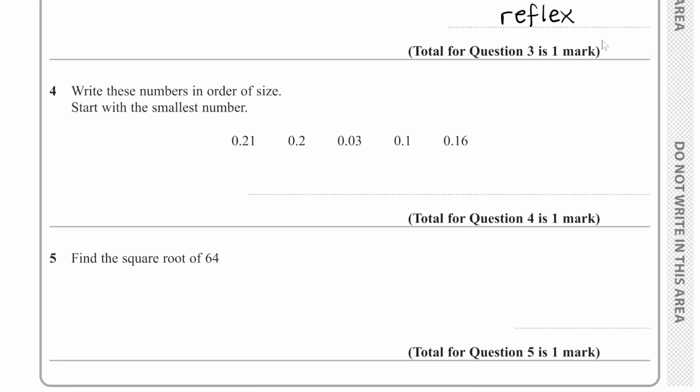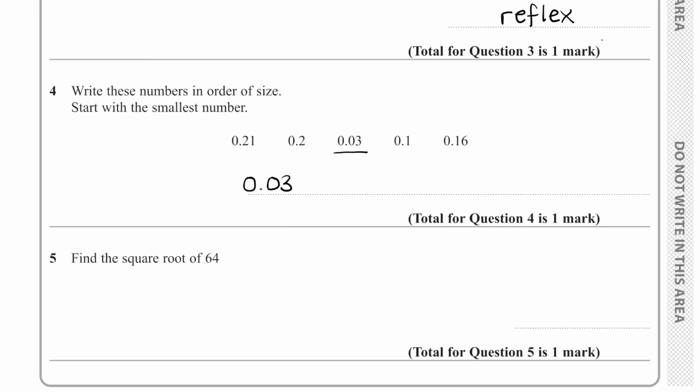Question 4, write these numbers in order of size. Start with the smallest number. So we start by looking at the left. In their ones column, they've all got a 0. So then we move to the next column, which is the tenths. And we've got a number with a 0 in the tenths, so that's smallest, 0.03.